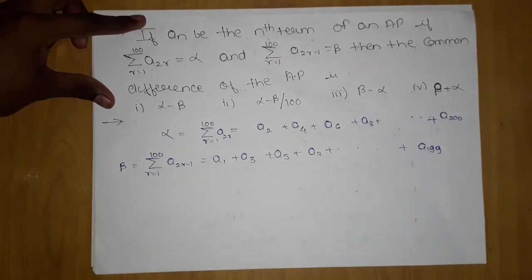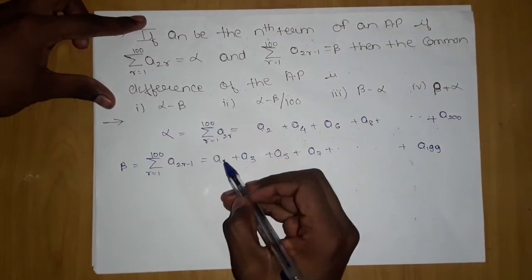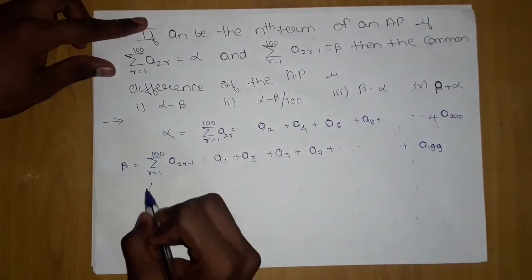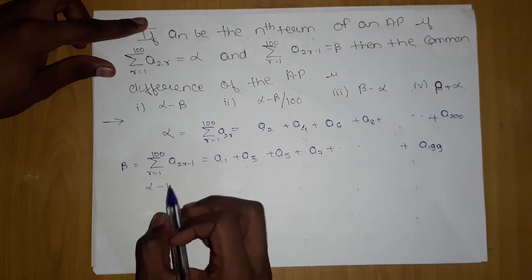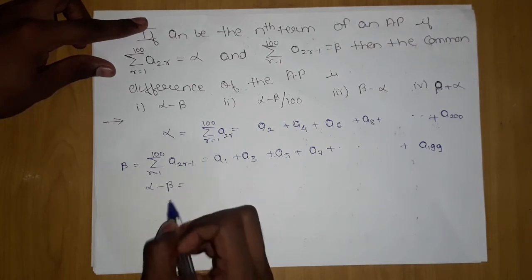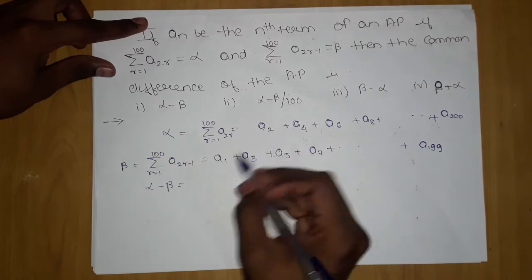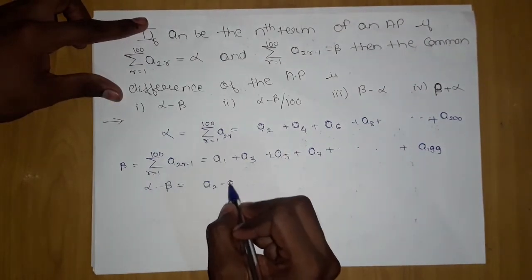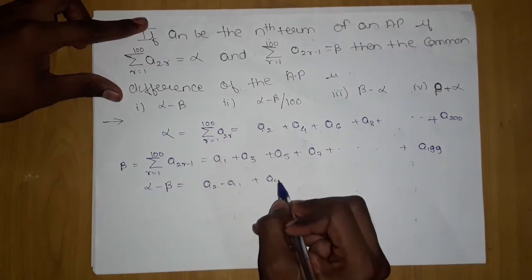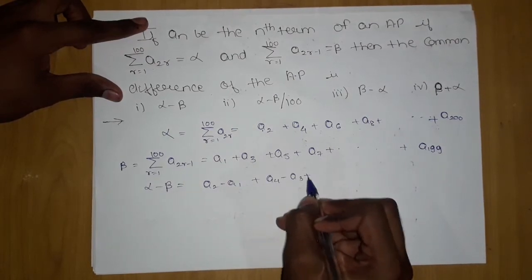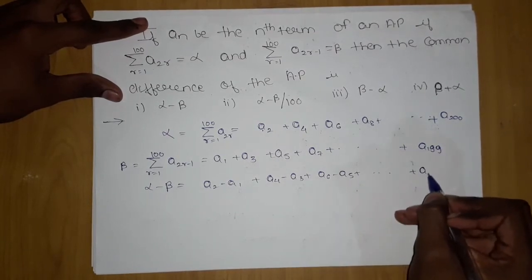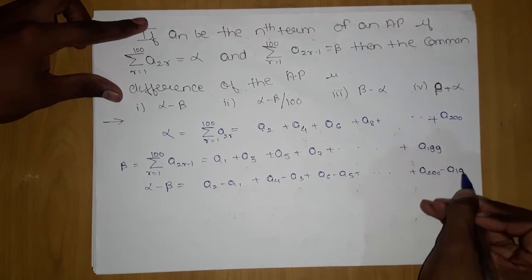So we want to find the difference. If I subtract a2 minus a1, it will become d, so we will get the difference. So alpha minus beta: we subtract and it will be a2 minus a1, similarly a4 minus a3, similarly a6 minus a5, like this. The last term will be a200 minus a199.